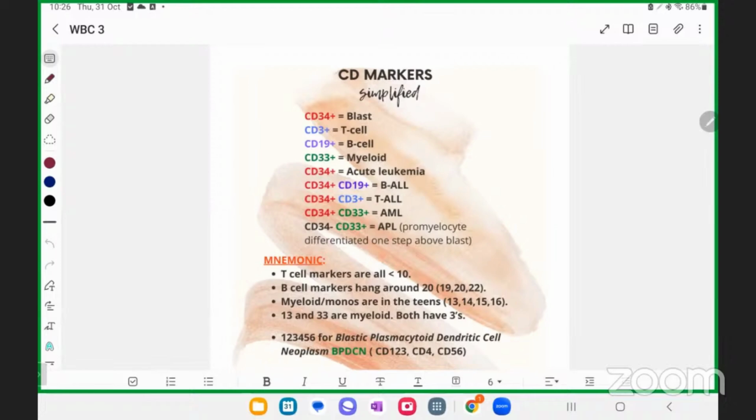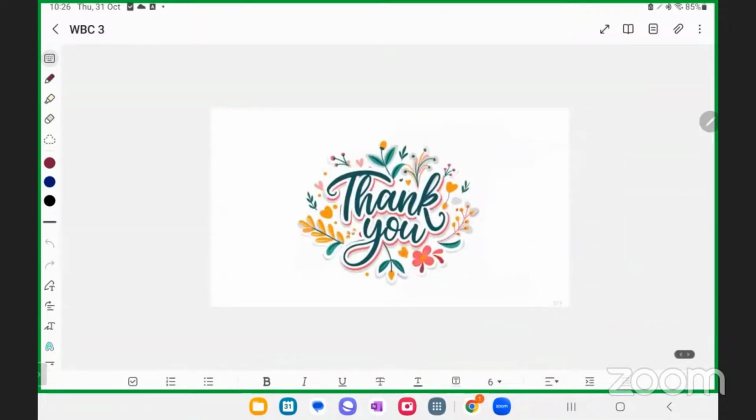And CD13 and CD33 are myeloid. Both have 3, which is a common denominator for them. Next you have 1, 2, 3, 4, 5, 6 for blastic plasmacytoid dendritic cell neoplasm. You can just remember it like 1, 2, 3, 4, 5, 6 for BPDCN, right? And that is all for today.